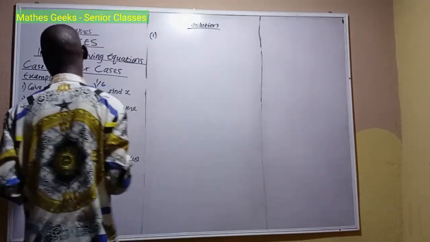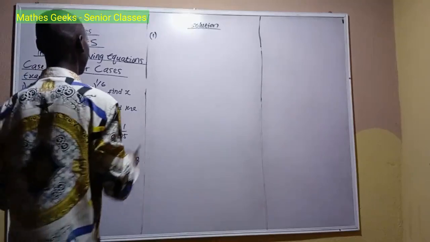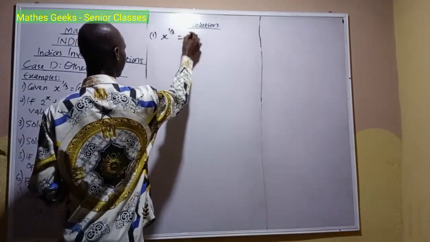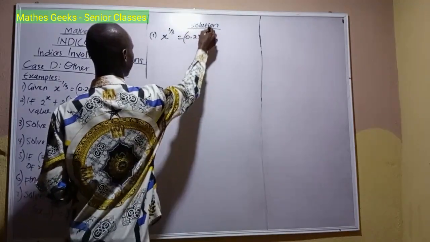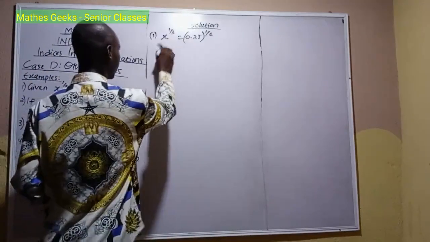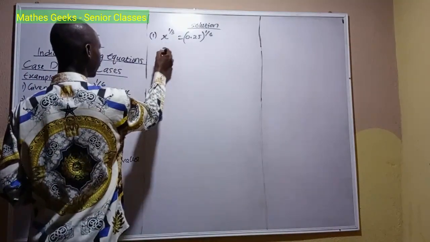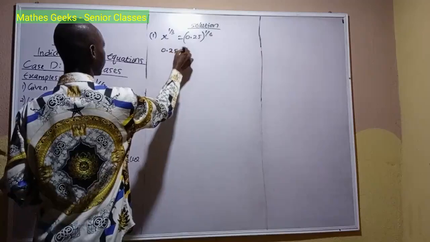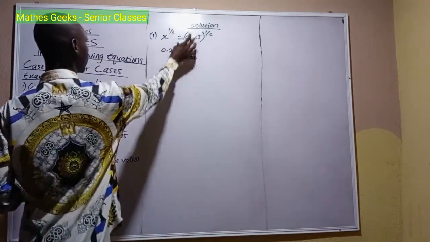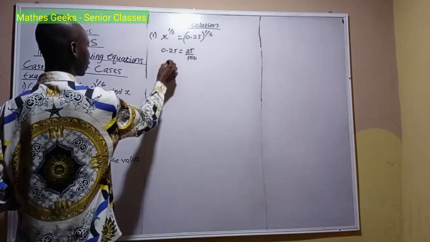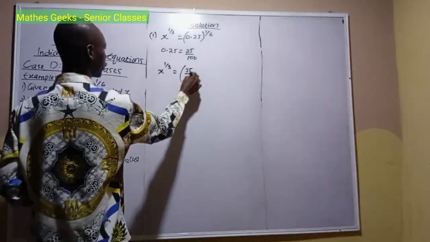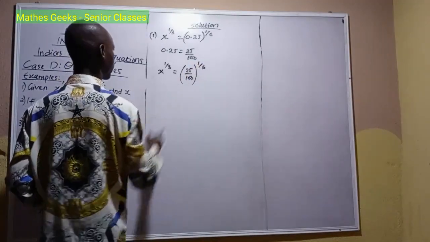Solution number 1. Given x raised to the power 1 over 2, x raised to 1 over 3 was 0.25 raised to 1 over 6. Find the value of x. 0.25 is equal to 25 over 100. So put this in place like this: x raised to 1 over 3 is equal to 25 over 100 raised to 1 over 6.